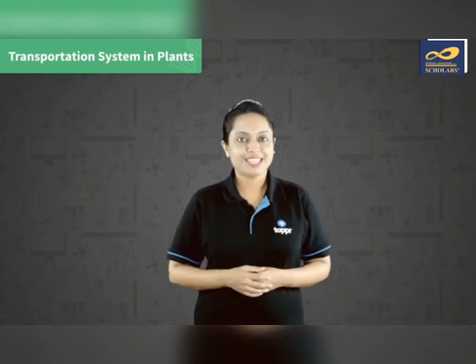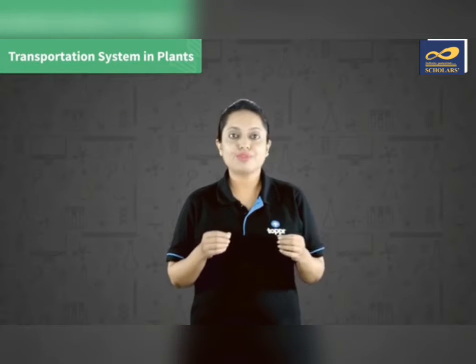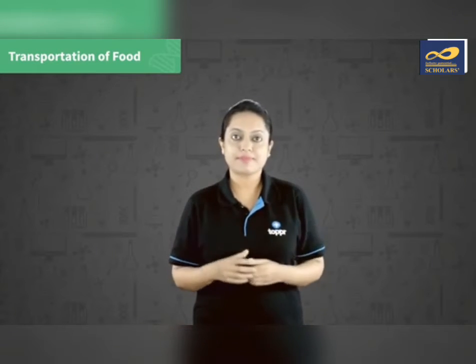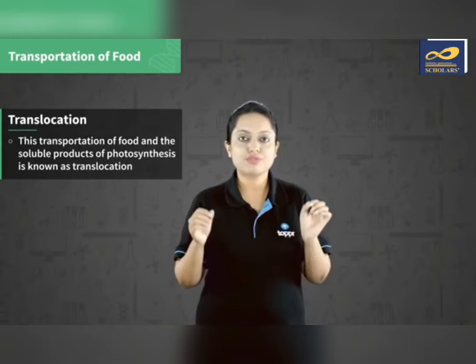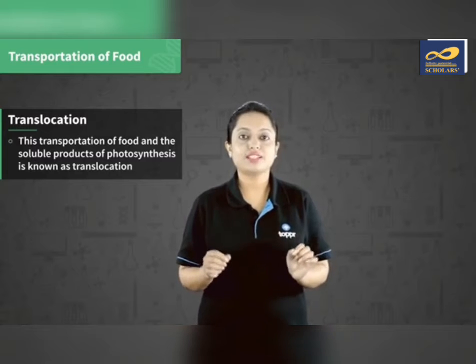As we all know, plants also need energy. Plants derive this energy from the food that they synthesize during the process of photosynthesis. Now, there should be some method by which they can transport this food that they synthesize in the leaves to the other parts of the plant. This transportation of food and the soluble products of photosynthesis is known as translocation.